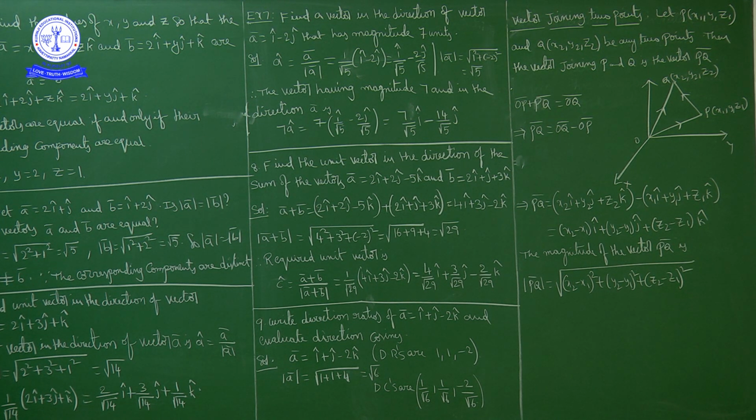Direction cosines: simply divide the direction ratios by the magnitude of a bar. The magnitude of a bar is root 6. So dividing these components by root 6, direction cosines are 1 by root 6, 1 by root 6, minus 2 by root 6. If a vector is given in component form, the coefficients of i, j and k are the direction ratios. If we divide these direction ratios by the magnitude of a bar, we get direction cosines. So for i cap plus j cap minus 2k cap, direction ratios are 1, 1, minus 2.